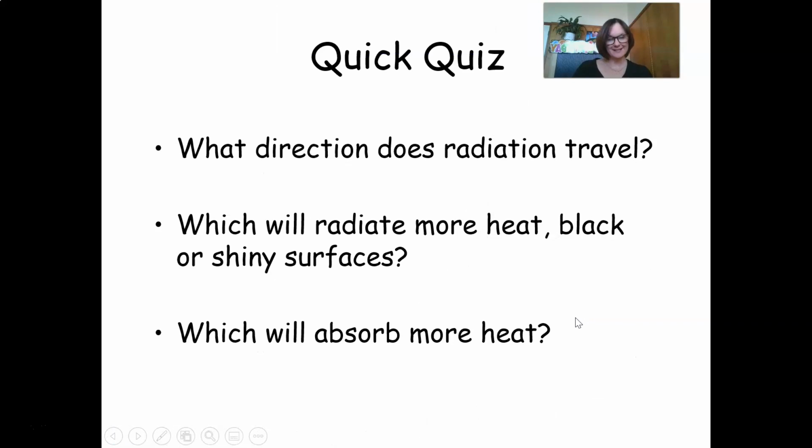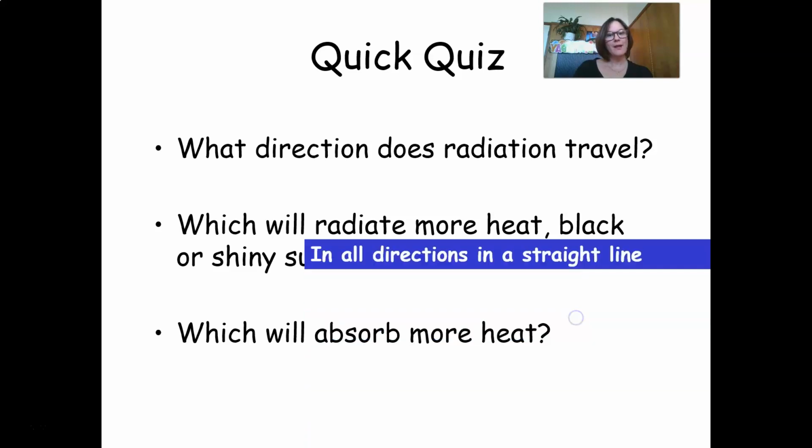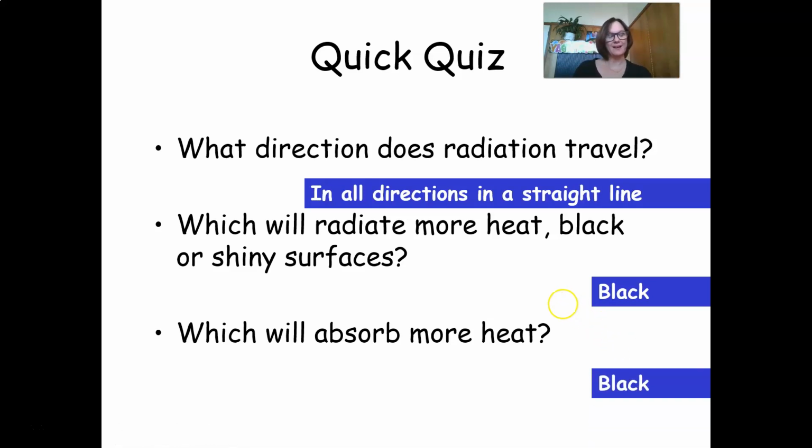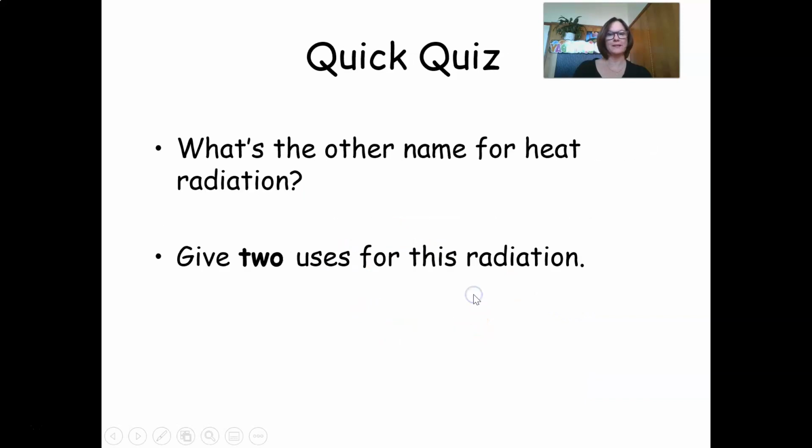So, a quick quiz. Let's see who was listening. What direction does radiation travel? It travels in all directions, in a straight line. Which will radiate more heat, black or shiny surfaces? Now, we're talking about radiating, not reflecting, giving off more heat. The answer is a black surface. Which will absorb more heat? Again, the black will also absorb more heat.